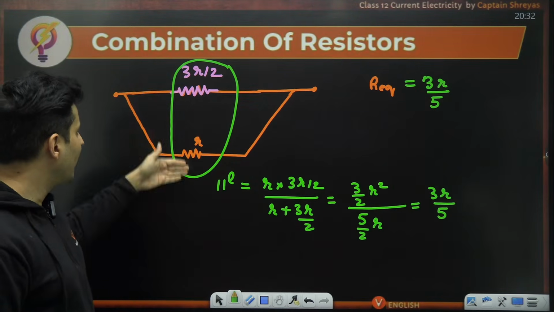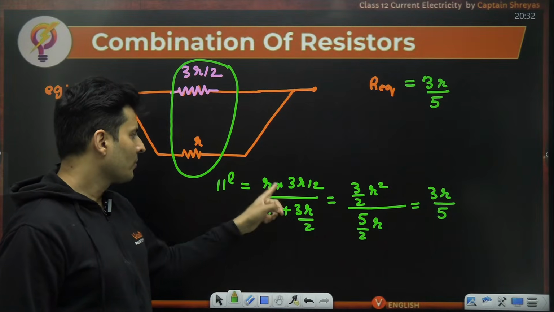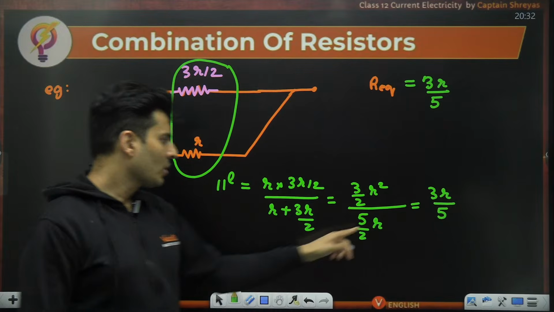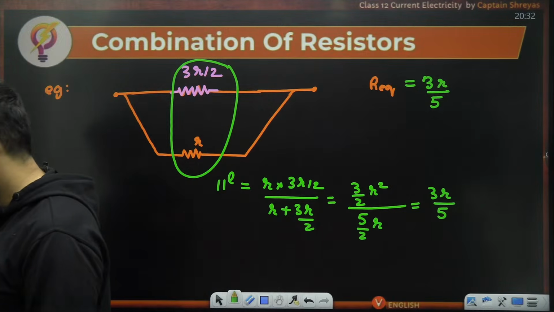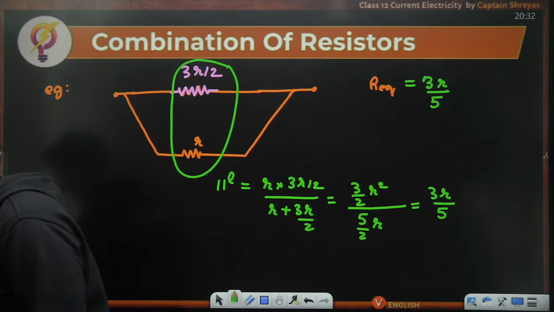3R by 2 is in parallel with R, so R1 R2 by R1 plus R2. So this will be 3 by 2 R square, this will be 5 by 2 R. 2 R cancel, so 3 by 5 times of R will be remaining. Correct? Perfect. Very good. I hope it is absolutely clear.